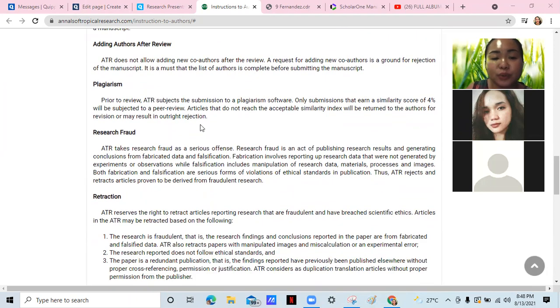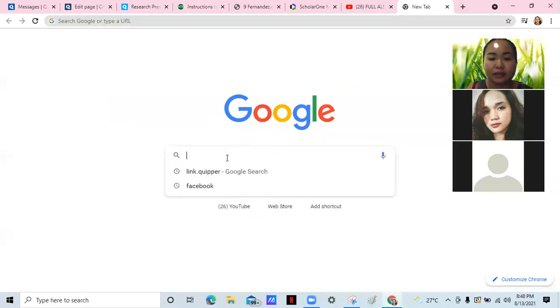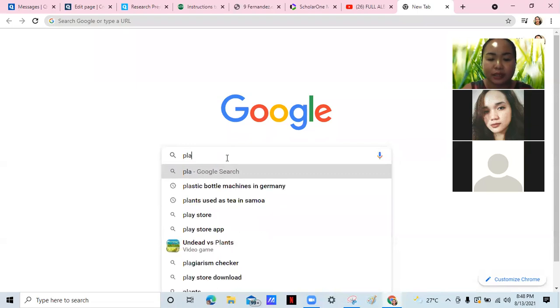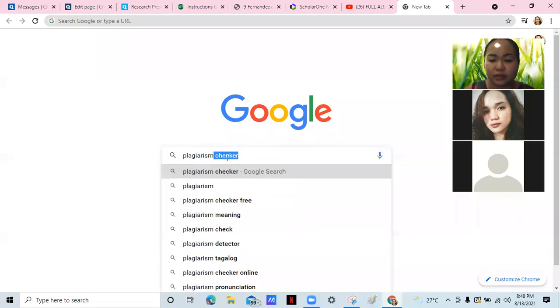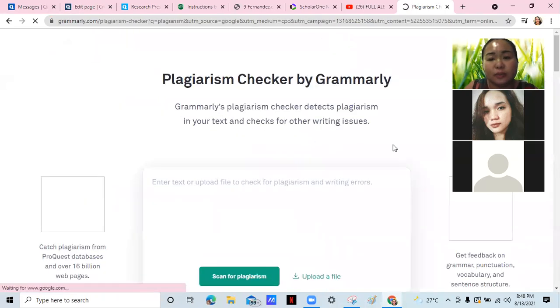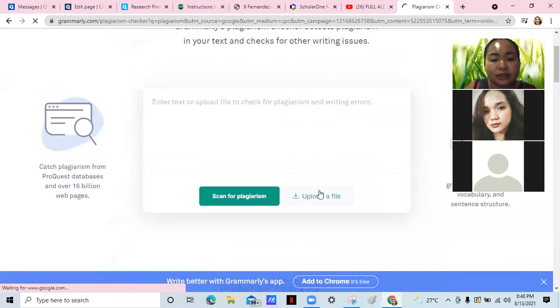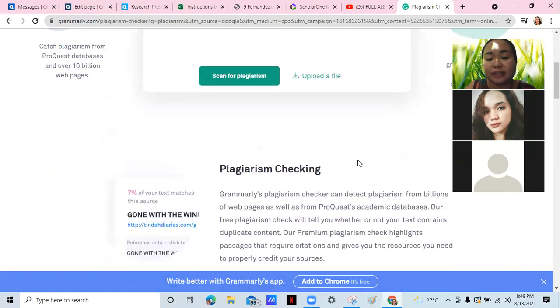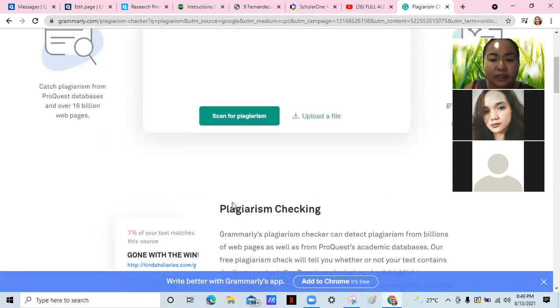So prior to review, the journal will subject this submission to what we call plagiarism software. So if you Google it, there are a lot of plagiarism checker software. So this is what they use to detect whether your paper is plagiarized. You upload a file here, and then scan it, and then they can determine exactly. I just don't have a file here.